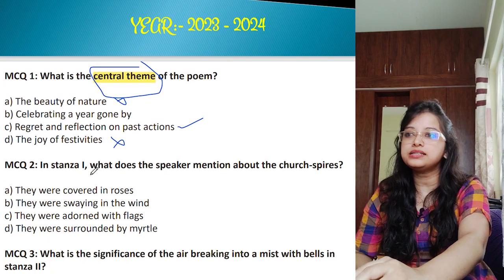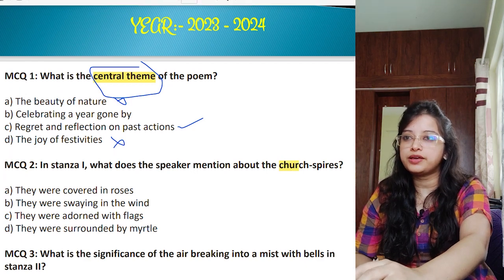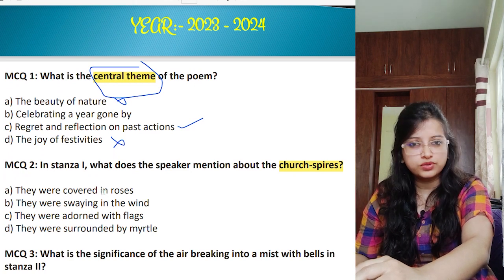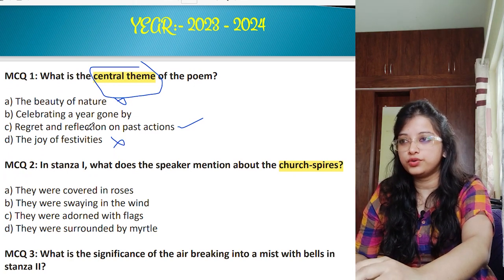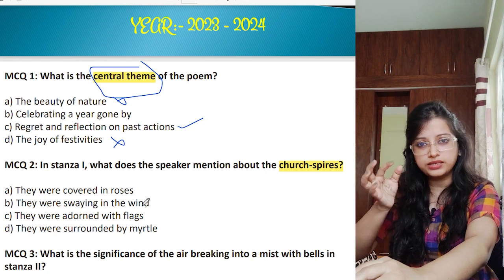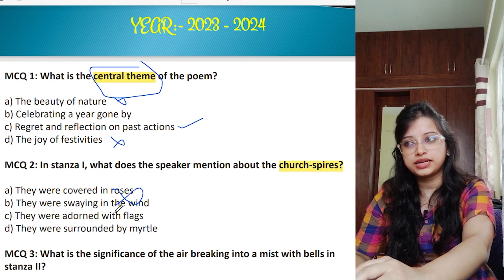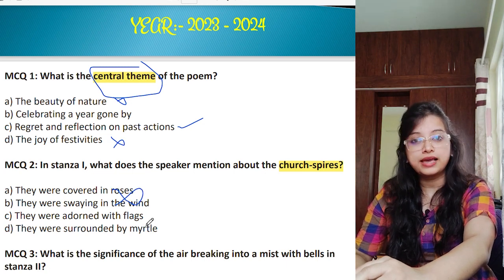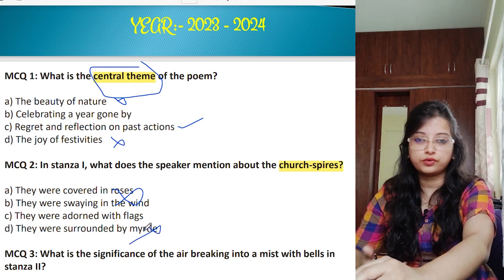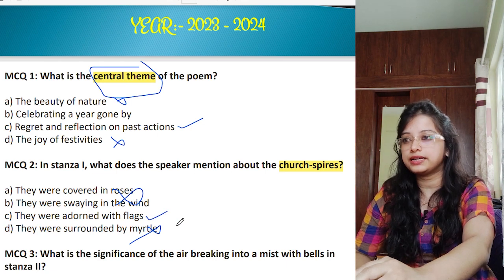MCQ 2: in stanza 1, what does the speaker mention about the church spires? What did he say about the church spires? They were covered in roses? Of course not. They were swaying in the wind. Church spires were swaying. Spires are those steep portions. So both these 2 options are incorrect. They were adorned with flags, possibly. They were surrounded by myrtle? No, the roads were strewn with myrtle and roses. So option number C is correct.